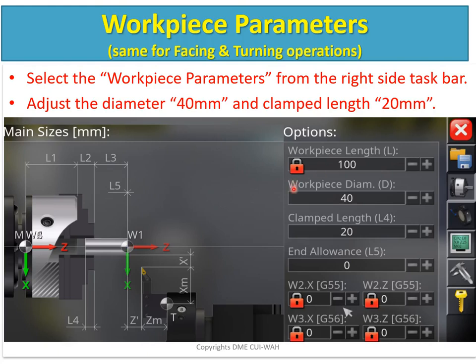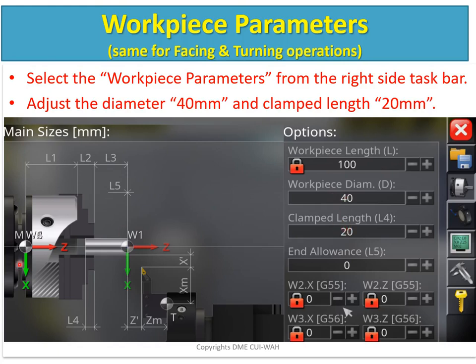After starting the new project, you will now set the workpiece parameters. For this, you will click this icon. Here, second right top side. This window will appear. Now, this is the workpiece length. This is the initial length of our raw material, which I have set 100 mm. This is the workpiece diameter, which is the initial diameter of our raw material, which is in this case 40 mm.